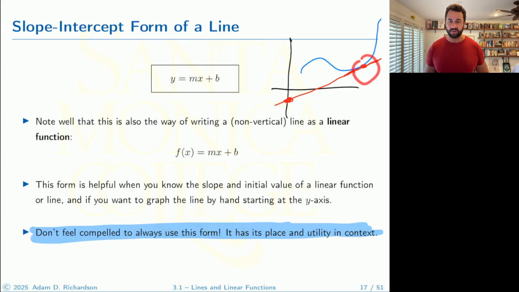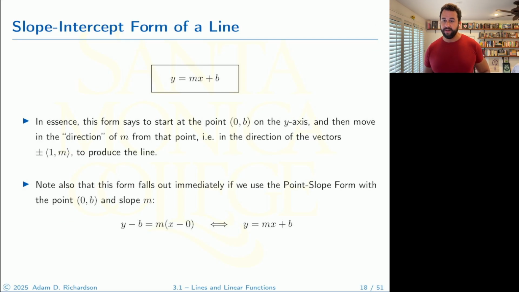And if we're talking about localized behavior, we don't want our form to have this information that's possibly very distant and far away from where we're focused. So just bear that in mind. I kind of said this already.